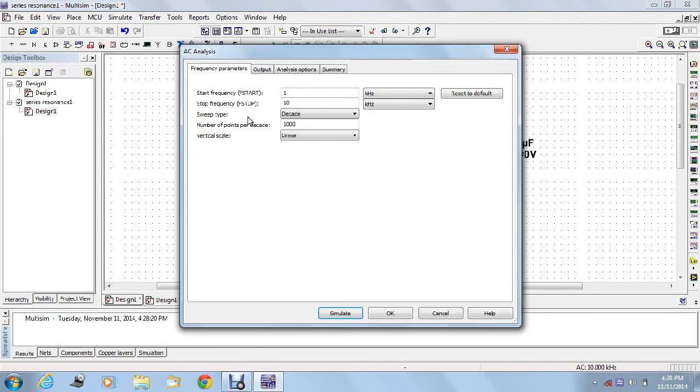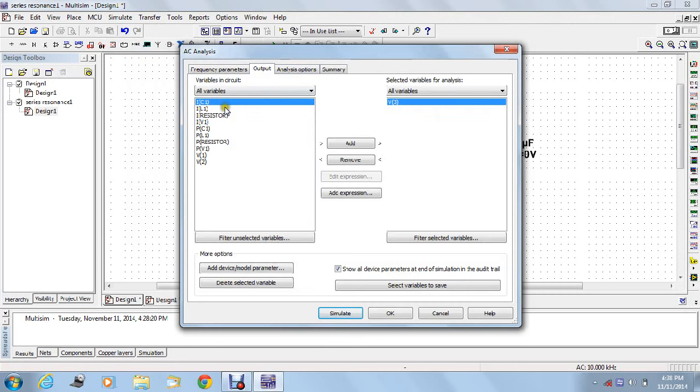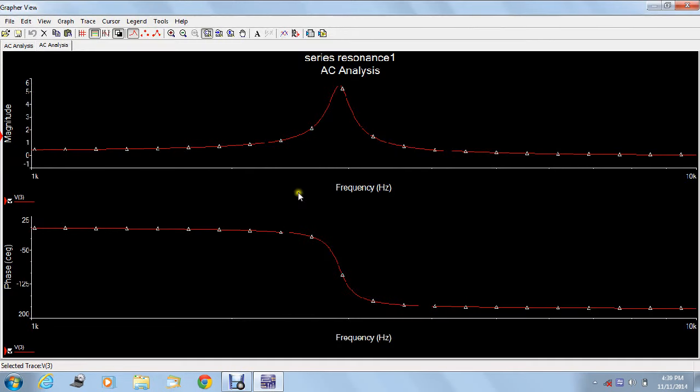analysis, AC analysis, output, change the parameter whichever you want to see the performance. It can be current C1, current L1, resistor, PV1, power across capacitor, power across inductor, or power across resistor. Series resonance circuit works as a voltage magnifier. So that's why we are taking V3. It is a voltage across inductor or the total voltage in a circuit. So simulate. Here your AC analysis and here your phase shift.